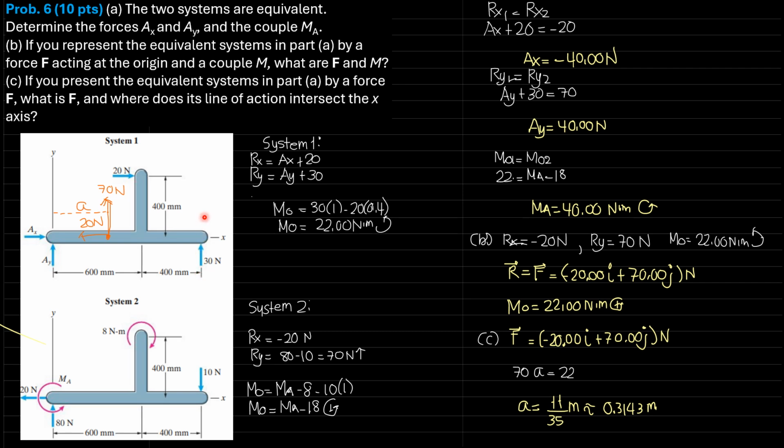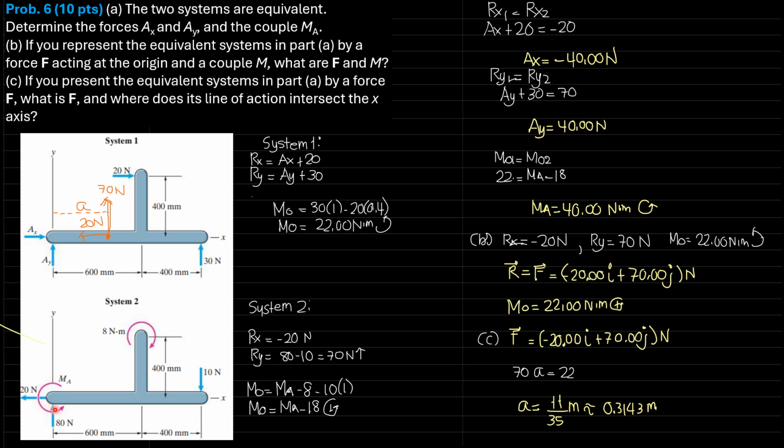counterclockwise positive, so 30 times 1000 mm, or 30 times 1 meter, then minus 20 times 0.4 meter. So it is 22 newton meter counterclockwise. So that's for system 1. For system 2, there's only one horizontal force to the left, so Rx is negative 20 and Ry is, from the figure, 80 minus 10, so it is 70. And the moment about the origin, we consider positive counterclockwise because in system 1, the couple is counterclockwise, 22 newton meter.